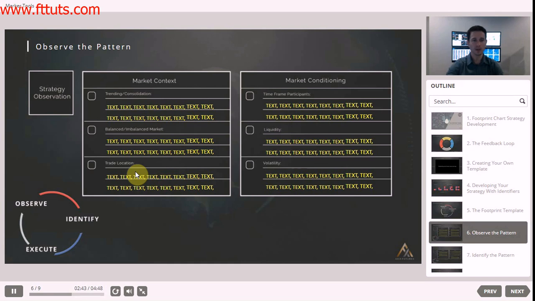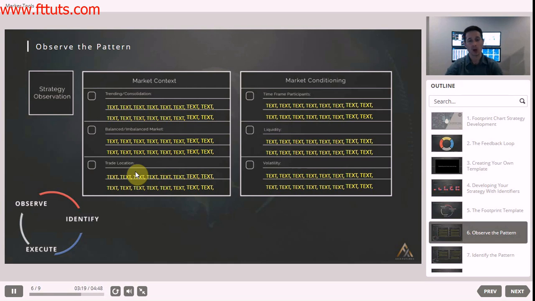Now, the first thing you're going to do is, let's say you've observed strategy number 6, absorption and auctioning. The first thing you're going to do now is come and complete the questions. So the first thing is, is the market trending or is it consolidating? And you'll simply circle it. Then, is the market balanced or imbalanced? And you'll circle it. Then the trade location. Where are we trading? We're trading in the previous day's value area, we're trading at the extremes, or we're trading outside of the range. Where are we trading in terms of price? So that'll give us a little bit of understanding about the market context.